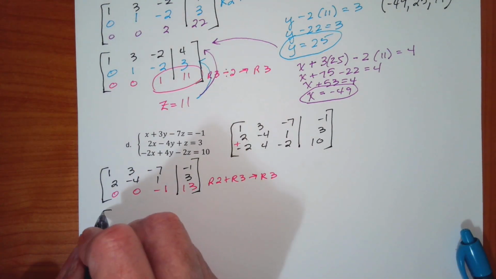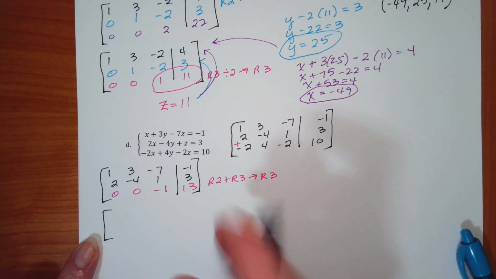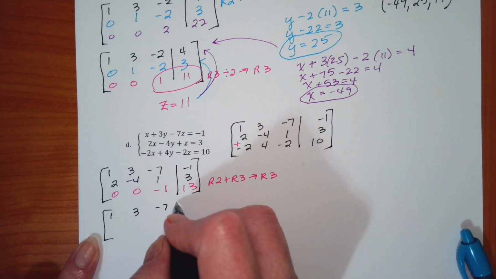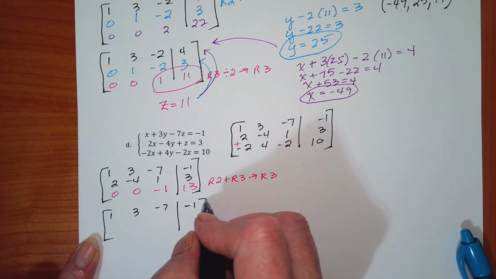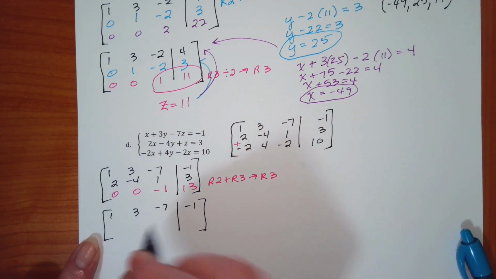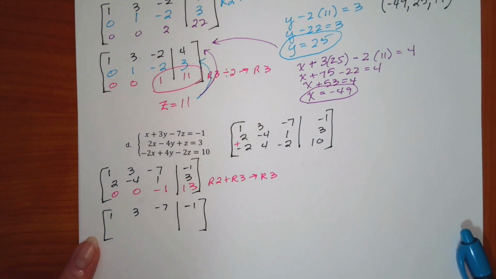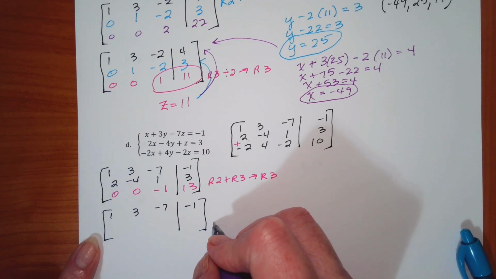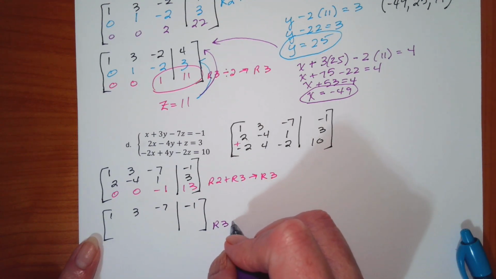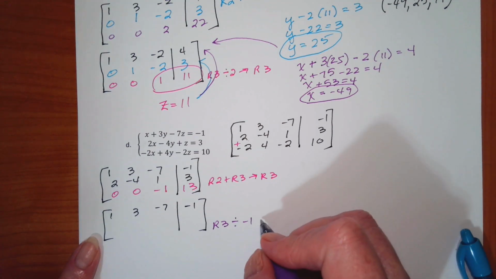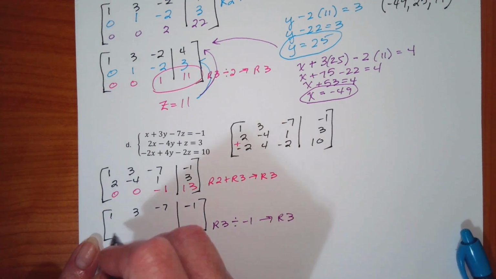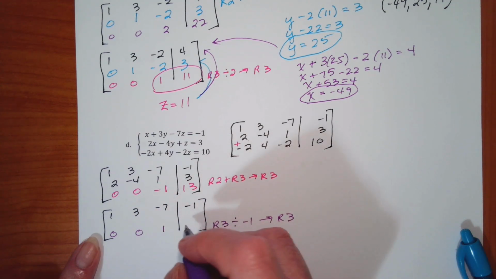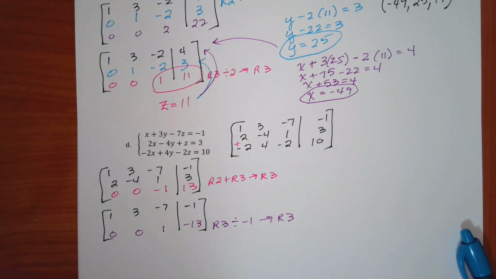All right, so I've got row 1 and row 3 almost taken care of. So this gives me 1, 3, negative 7, negative 1. And I'm going to go ahead at one fell swoop here and say, all right, I'm going to take R3 divided by negative 1 into R3. So that's going to give me 0, 0, 1, negative 13.